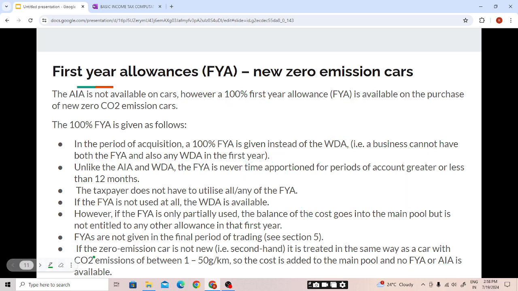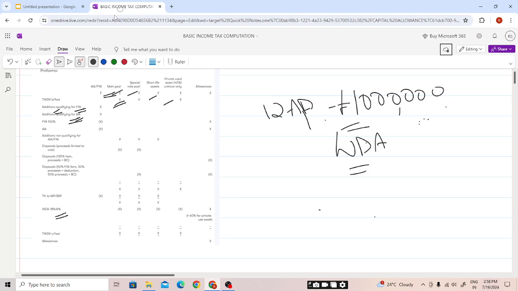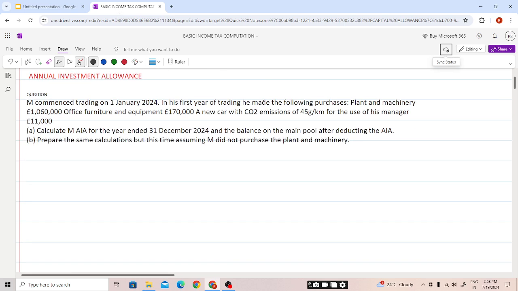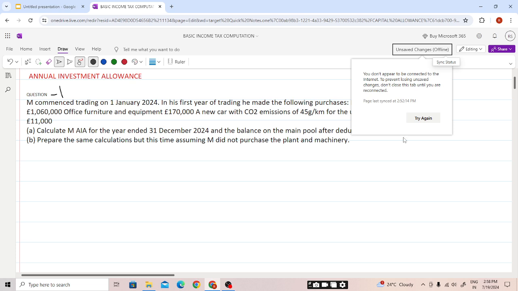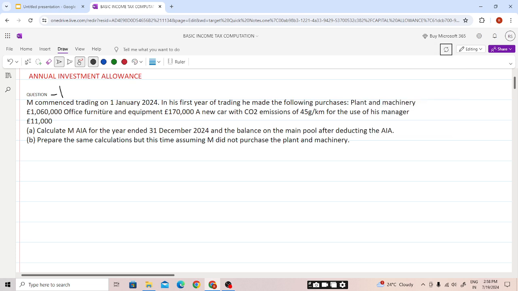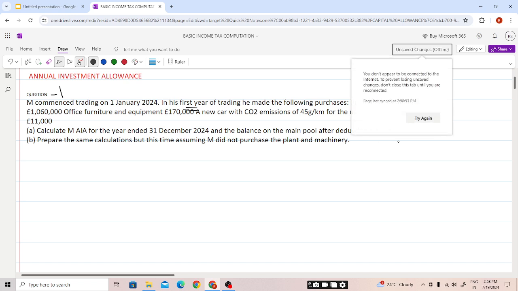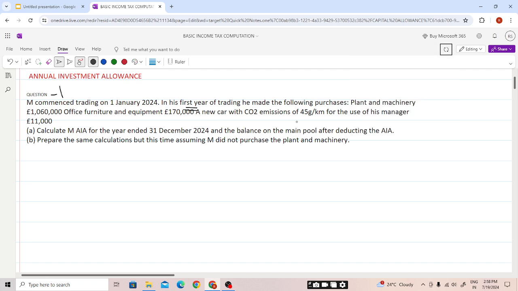Now students, we'll be looking at an example relating to AIA, annual investment allowance. Question number 1. M commenced trading on 1st Jan 2024. In his first year of trading, he made the following purchases. So this is his first year of trading, students.